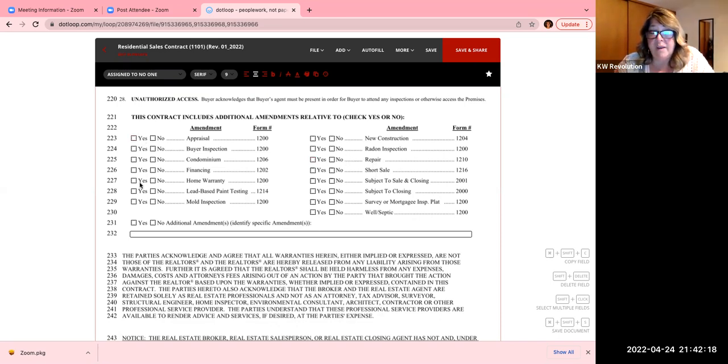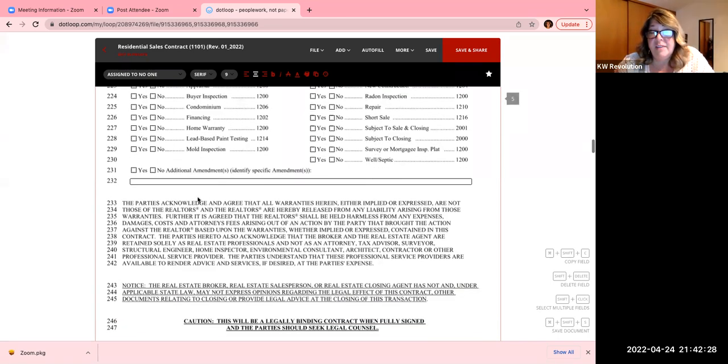So for every one of these yeses, there's an amendment that goes with it. Subject to sale, subject to closing, a survey, a well and septic inspection. This here is if you have an additional amendment. So the additional amendment may be relocation documents. It might be an amendment that you have drawn up by an attorney that we do not provide.